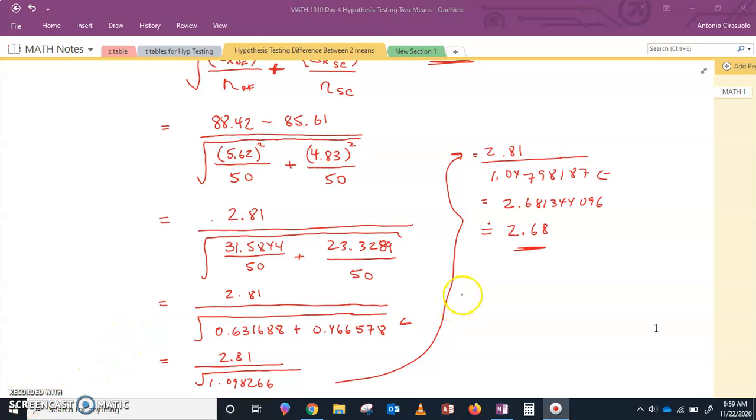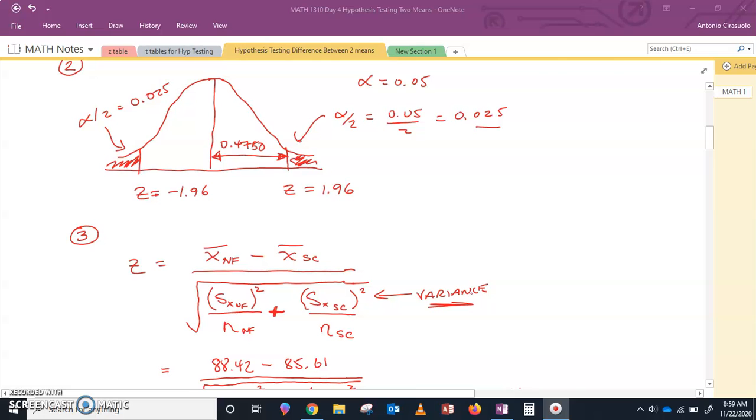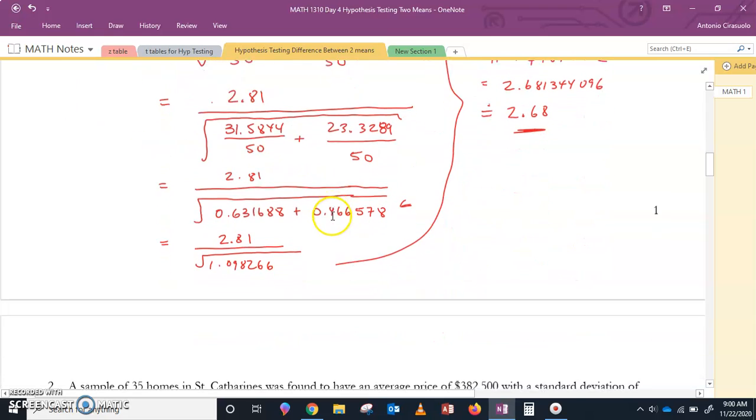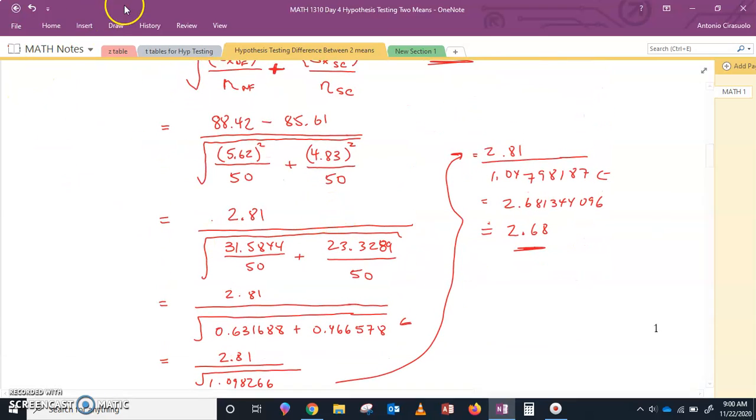So since our z-score is 2.68, let's go plot that on our graph. And once again, I'll use my color here. And 2.68 works out to be out here. Okay, and our decision then is to reject. We then reject the null hypothesis. Right, so 4 is the decision, so we reject H naught.